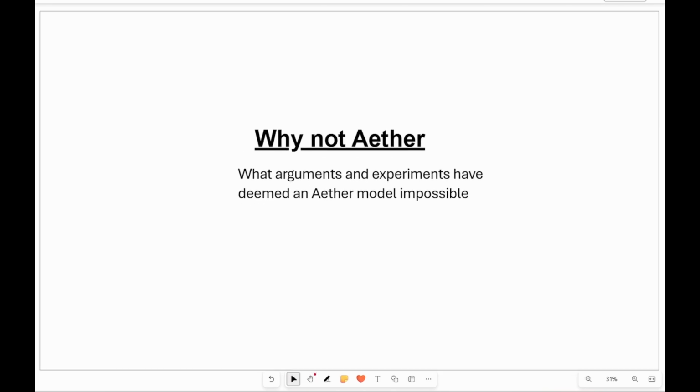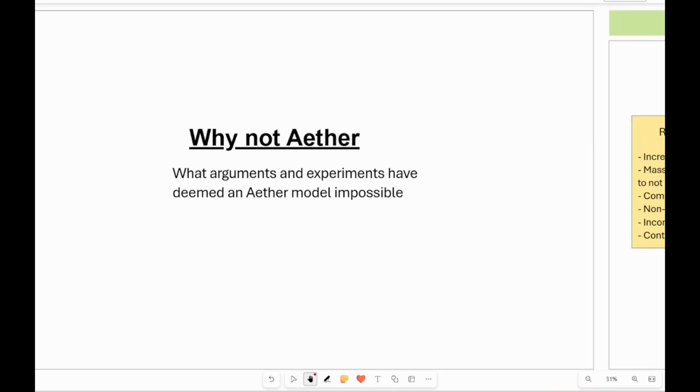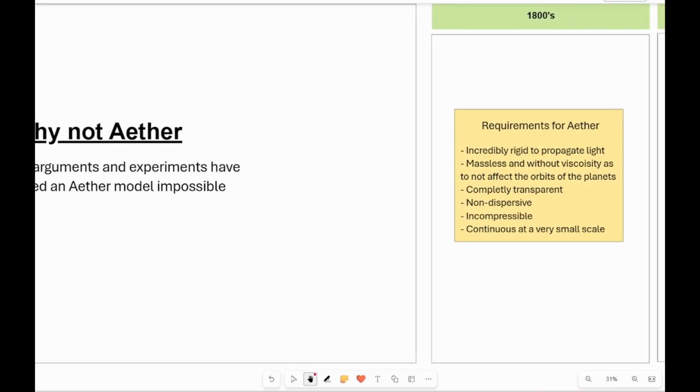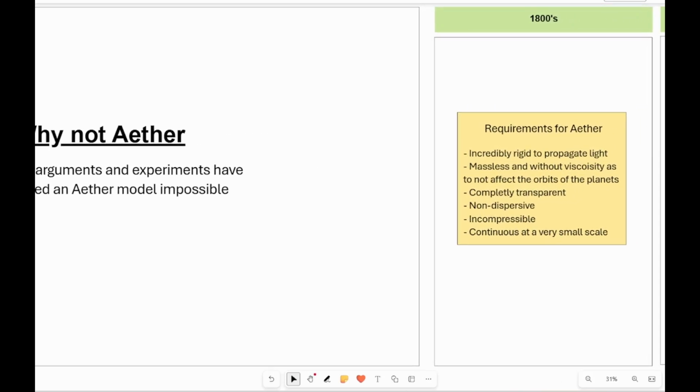So why not Aether? Over the years, Aether has been a pretty popular idea, especially because we wanted to talk about light moving through a medium, and mostly a lot to do with Maxwell's equations, because Maxwell's equations said that the speed of light had to be constant.